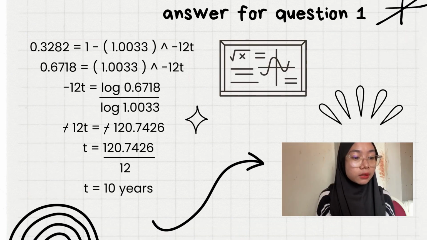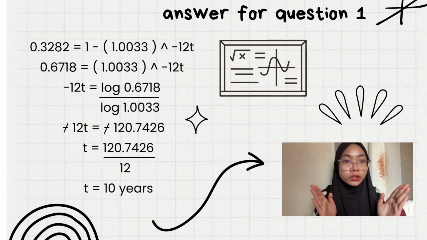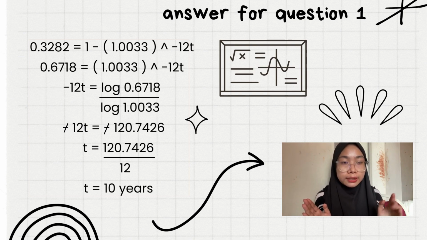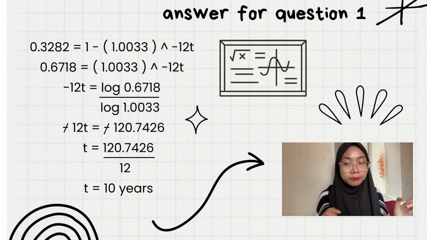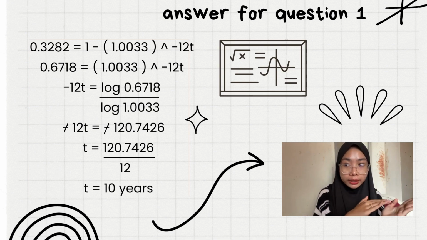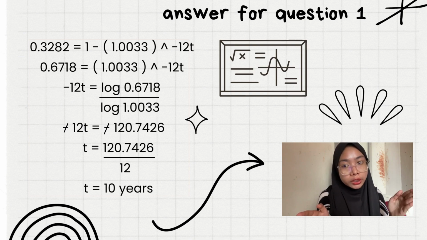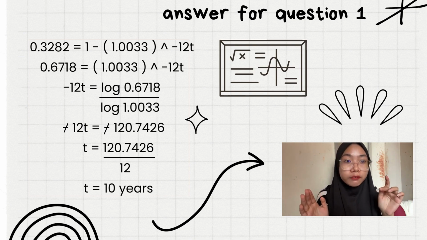Next, 0.0033 times 99.4485, we got 0.3282 equals to negative in bracket 1.0033 close bracket to the power of negative 12t. Next, we bring the one negative to the right. It will be 0.6718 equals to 1.0033 to the power of negative 12t.